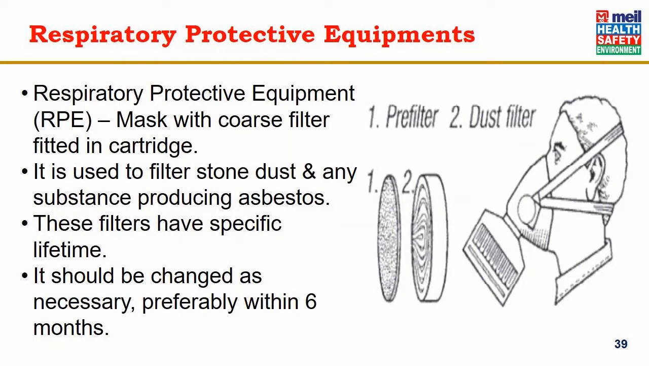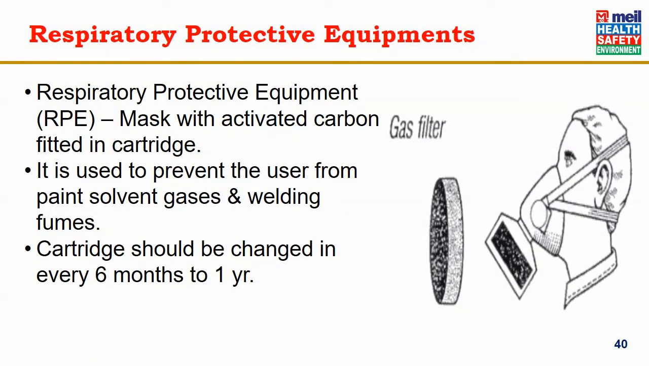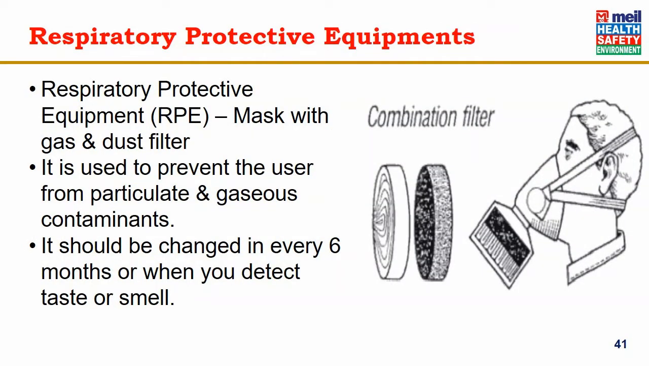Then there are masks with activated carbon fitted in the cartridge. It is used to prevent the user from paint solvent gases and welding fumes. This cartridge should be changed in every 6 months to 1 year. Then there are masks with gas and dust filters. It is used to prevent the user from particulate and gaseous contaminants. It should be changed in every 6 months or when you detect a taste or smell coming from the mask.